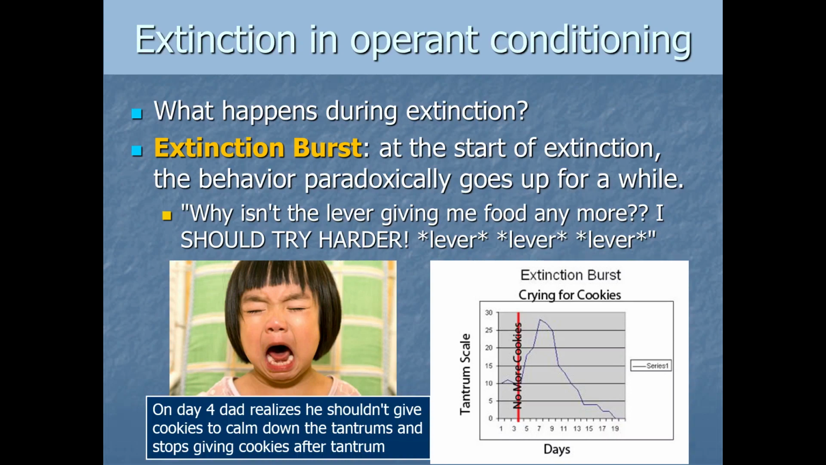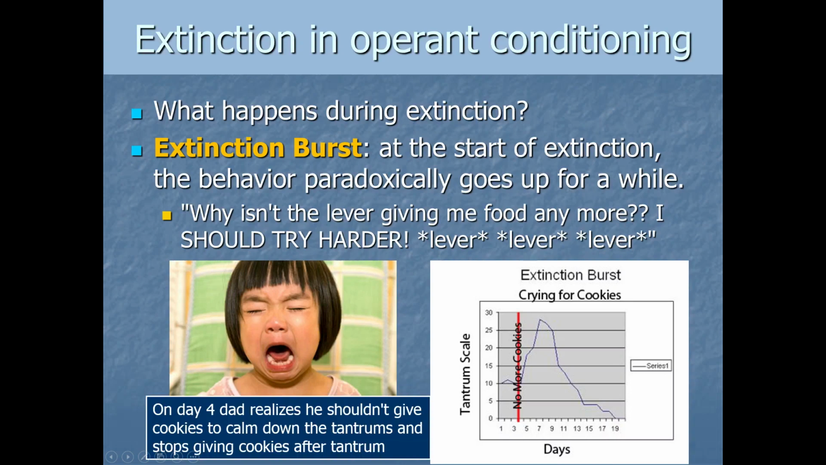But if the dad sticks to his guns and is consistent about the rule change, if he's consistent about the contingency change and keeps doing the extinction setup, eventually that tantrum behavior is going to go down, down, down, or go away completely. And just a side note here in case this is confusing, this graph is not drawn as a cumulative record. So here we're just looking at an overall tantrum rating each day.